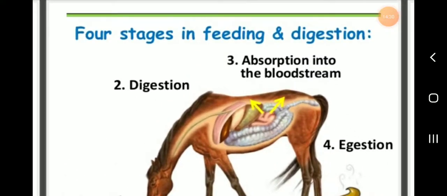Next, students, four stages in feeding and digestion. What are the four feeding stages?